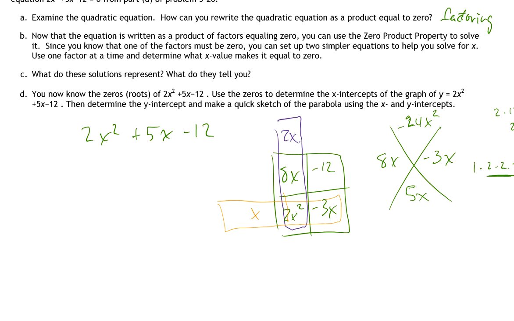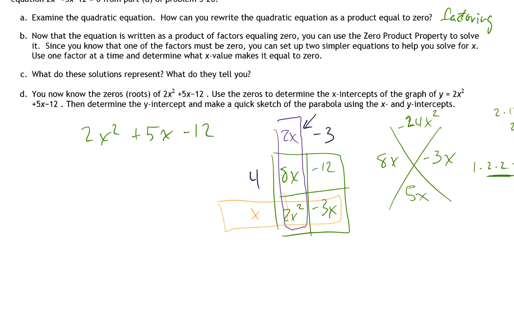Now, what do I multiply 2x by in order to get 8x? Well, that's easy. I'm going to multiply that by 4. And then my last question is, what do I multiply 4 by in order to get negative 12? That would have to be negative 3. At this point, you can see all of the pieces work, right?